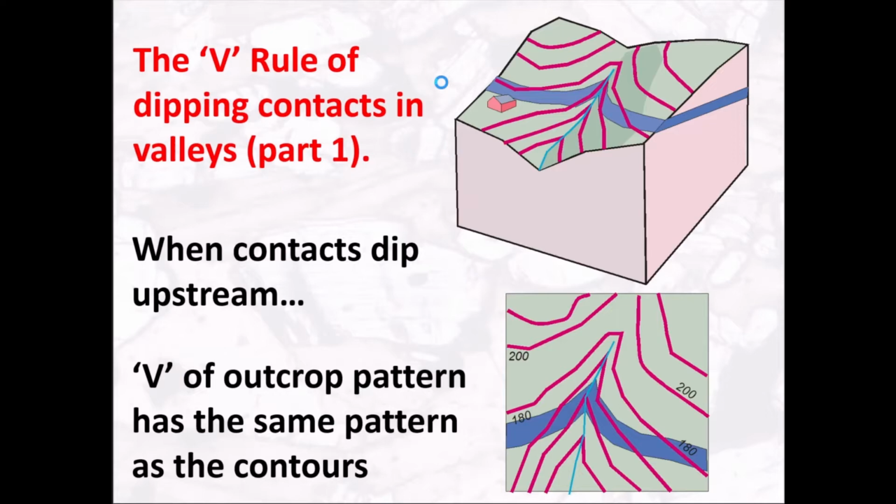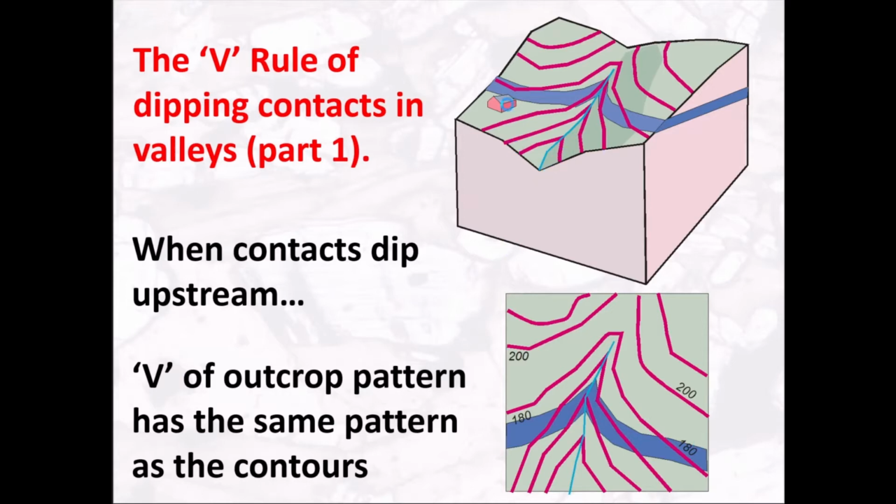There are two parts to this V rule. The first part says that if you've got a contact that dips upstream, then, if you look at this block diagram, you can see that the ground surface is at high ground height here and low ground height there, so this direction is downstream and this direction is upstream. If your sedimentary rocks are dipping in the upstream direction, the V of the outcrop pattern will be in the same direction as the V of the ground contours.